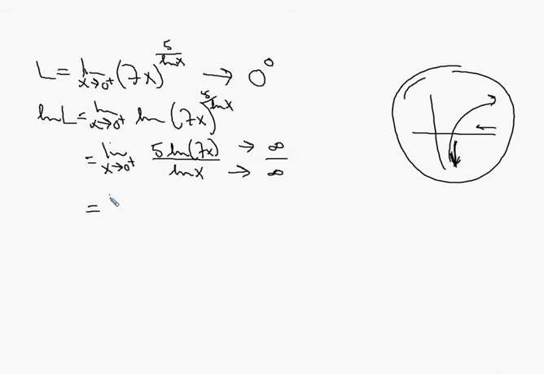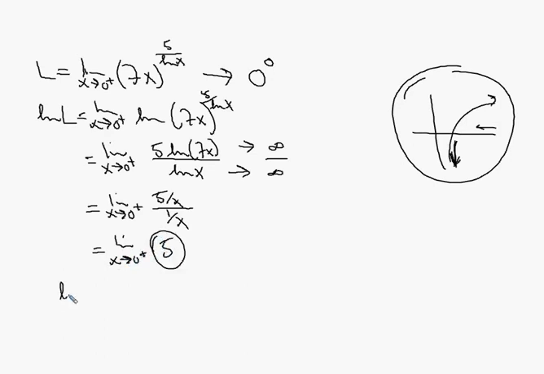So the limit as x approaches 0 from the right, and we take the derivative. The derivative of 5 ln of 7x is 5 times the derivative of ln of 7x, which is 1 over x. And the derivative of ln of x is 1 over x. Okay? And so, therefore, the 1 over x's cancel. And we just get the limit as x approaches 0 from the right of 5, which is just 5.